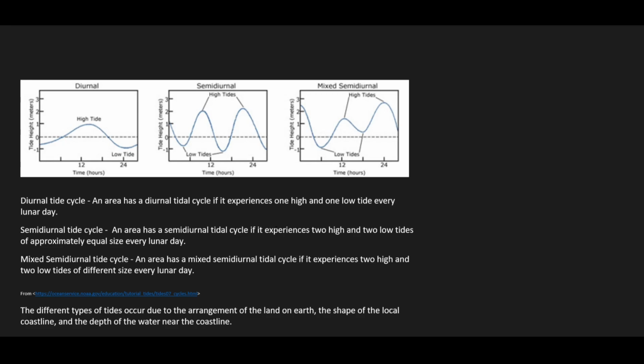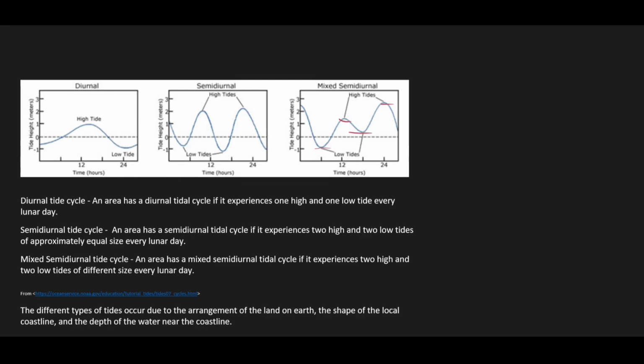And for the mixed semi-diurnal cycle, an area experiences two high and two low tides of different size every lunar day. So you can see it in the diagrams here. The semi-diurnal has equal magnitudes. Now the pattern for the mixed semi-diurnal and the semi-diurnal are the same, but the only difference is their magnitudes, as you can see right here. And this also.